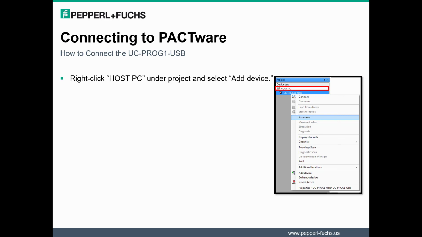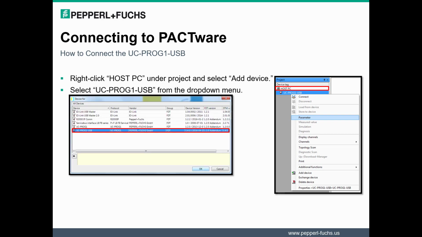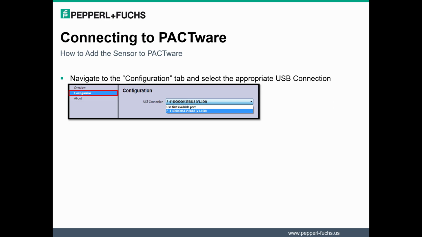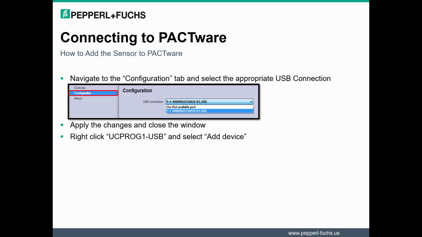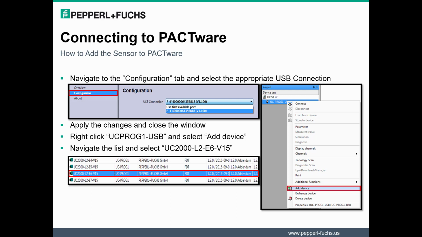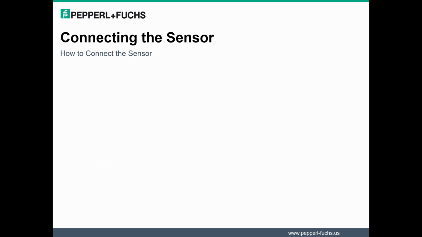First, right-click Host PC under Project and select Add Device. Select UC-Prog1 USB from the drop-down menu and click OK. UC-Prog1 USB should now be visible under Host PC. Right-click and select Parameter. Navigate to the Configuration tab and select the appropriate USB connection. Apply the changes and close the window. Right-click UC-Prog1 USB and select Add Device. Navigate the list and select the UC2000 L2 E6 V15. You are now ready to connect and configure the sensor.